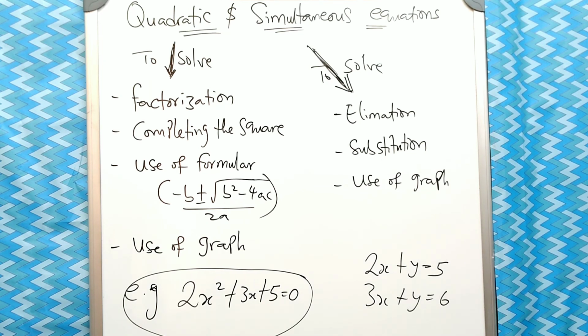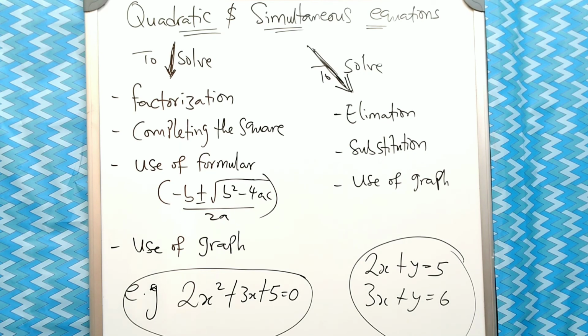For simultaneous equations, this is an example of a simultaneous equation. Usually, we always look for two constants. Two or more constants are always being sought after in a simultaneous equation. So let's look at the ways by which we can solve these equations.